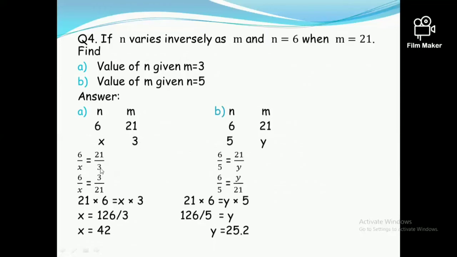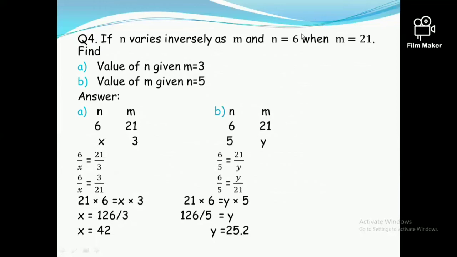Then what is the next step? You have to change up and down. So just take 3 up and 21 down. That's the next step of inverse proportions. Then cross multiply. 21 into 6 equals 3 into x. 21 into 6 is 126. Bring the 3 to the other side, divided by 3, turns out to 42. So the answer here is 42.